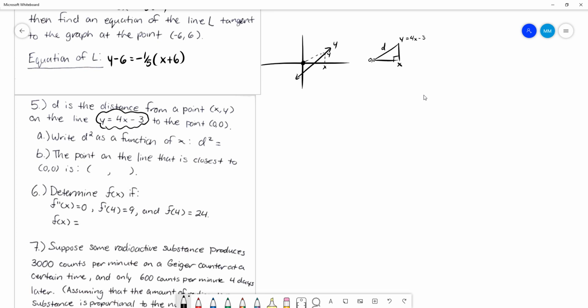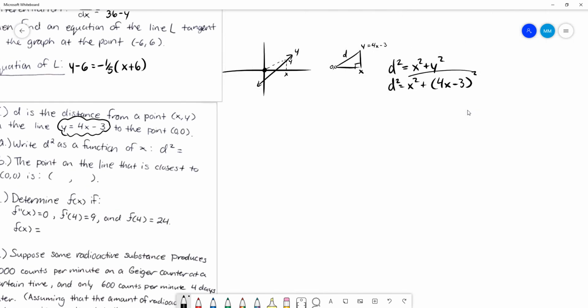Now, using my Pythagorean theorem, because that's a right triangle, d squared equals x squared plus y squared. And that seems difficult to work with until we realize that we have y in terms of x. So it's d squared equals x squared plus (4x minus 3) squared. And you probably can put it in the homework like that, but I am going to actually FOIL this out and then combine like terms. So that's going to be x squared plus 16x squared minus, let's see, that would be 12x, 24x plus 9. So d squared equals 17x squared minus 24x plus 9.